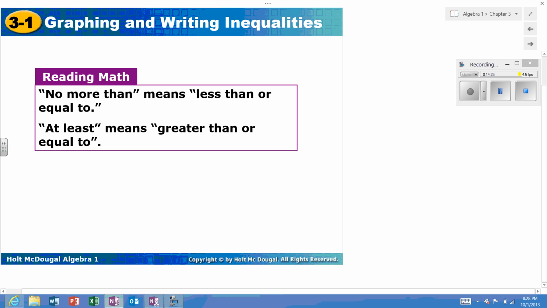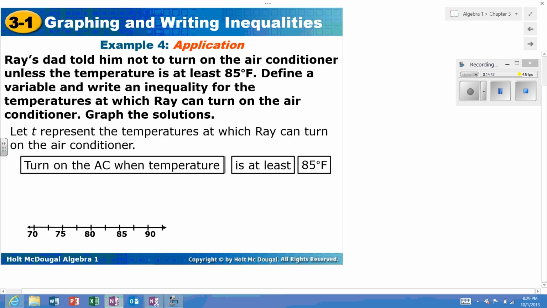Okay, make sure that you know that if a word problem says no more than, that means the same thing as less than or equal to. And if you see the words at least, that means that we're talking about something that's greater than or equal to. Okay, so we're going to come across those in this last word problem. Okay, so it says that Ray's dad told him not to turn on the air conditioner unless the temperature is at least 85 degrees Fahrenheit. Define a variable and write an inequality for the temperatures at which Ray can turn on the air conditioner.